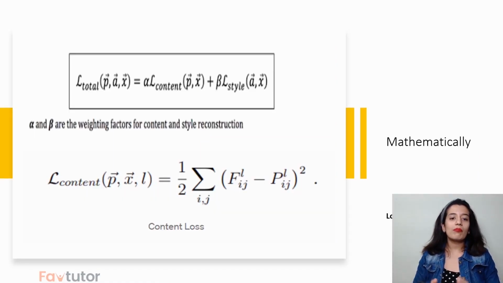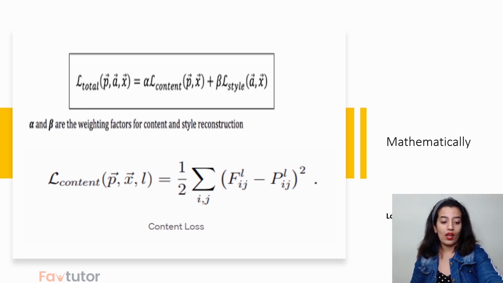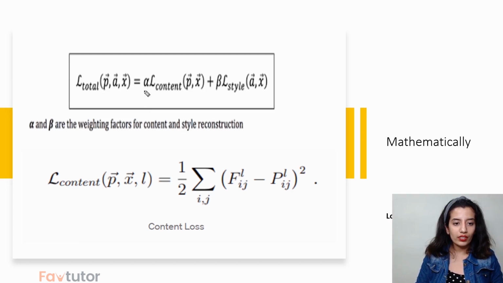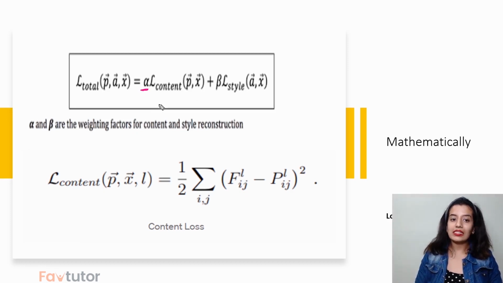Mathematically, the total loss between the generated image and the reference content or the target content is, as I already mentioned, the sum of the content loss and the style loss. Alpha acts as the weight. Let us understand what a weight is. This is the content and this is the style, and this alpha and beta act as the weights.